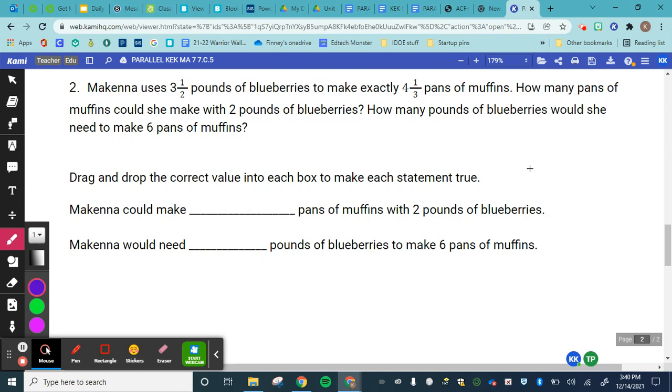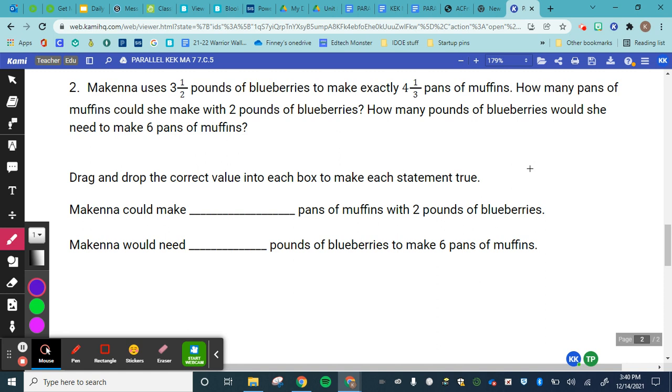We are looking at question 2. McKenna uses 3½ pounds of blueberries to make exactly 4 1/3 pans of muffins. How many pans of muffins could she make with 2 pounds of blueberries? How many pounds of blueberries would she need to make 6 pans of muffins?